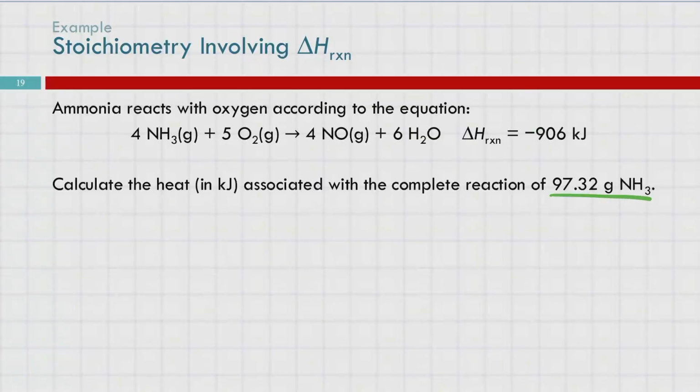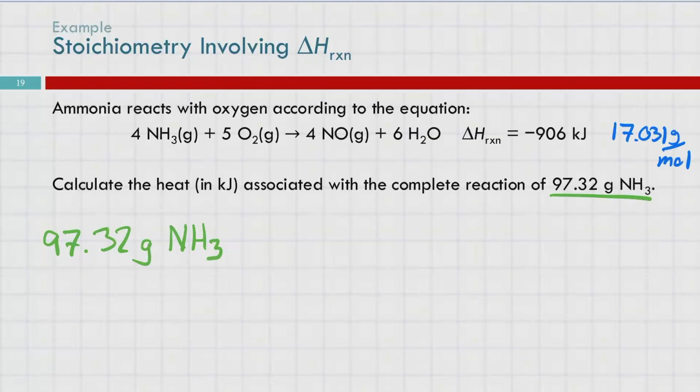We're starting with 97.32 grams of ammonia. We're going to burn it. What's our first step? Yeah, we want to figure out our molar mass. We did that one earlier. I believe it was that number, 17.031 grams per mole.